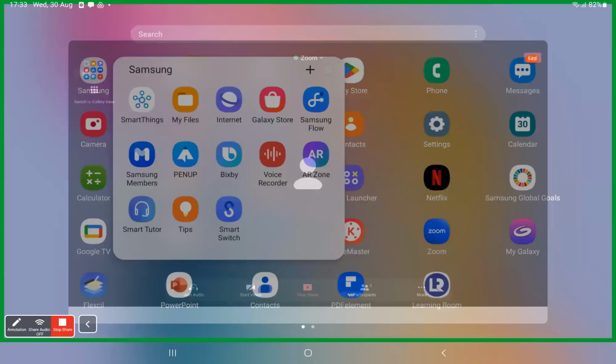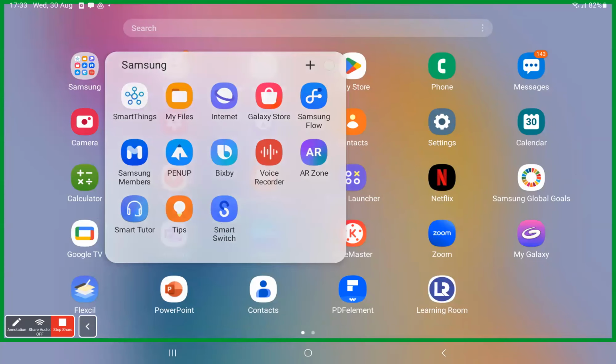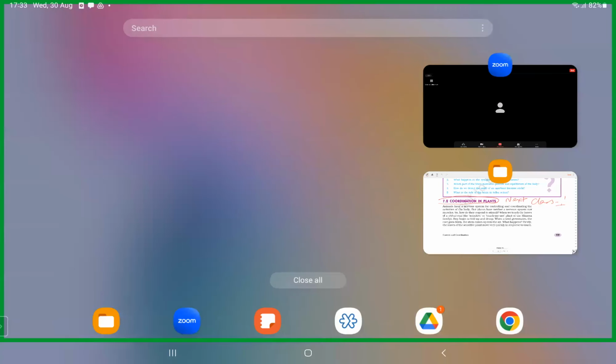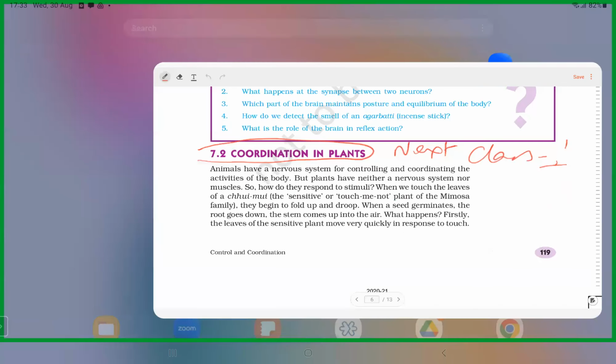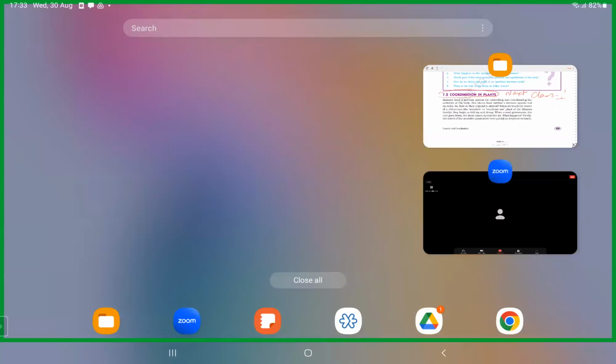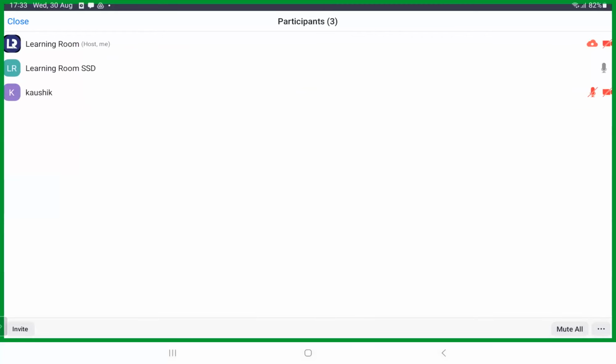Hi, Rohit. How are you? Able to see the screen, all of you? Hi, Kaushik. How are you? Can you hear me, sir?